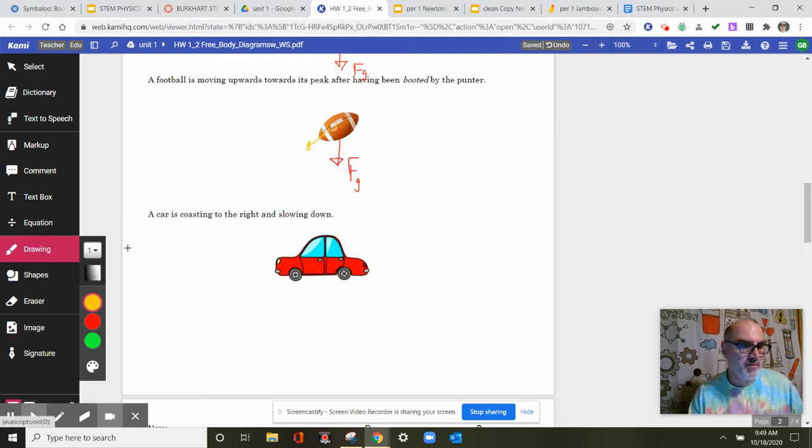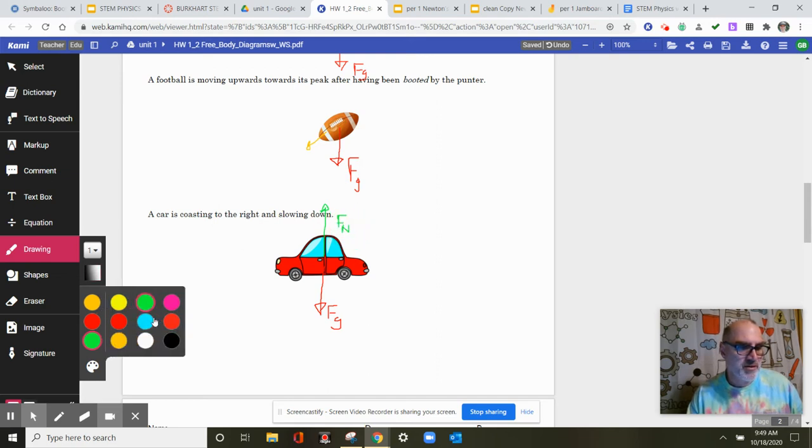The car is coasting to the right and slowing down. So let's just go ahead and take care of the easy stuff. Force of gravity, pulling on the car, down. Normal force, pushing up on the car, up. And it's coasting, so there's no engine pushing the car. So we just have friction. Oops, wrong color. Friction opposing the motion.